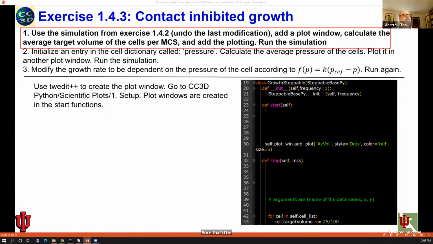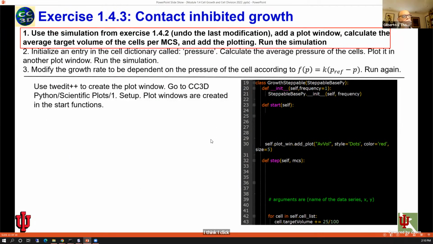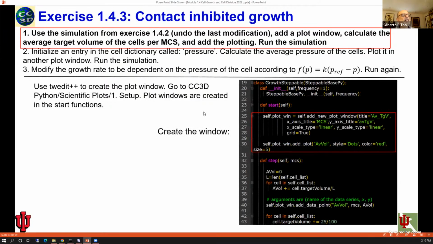So please answer the poll. Something is missing. I think I click. Oops. Okay, let's see it. I forgot to hit that on the last slide.